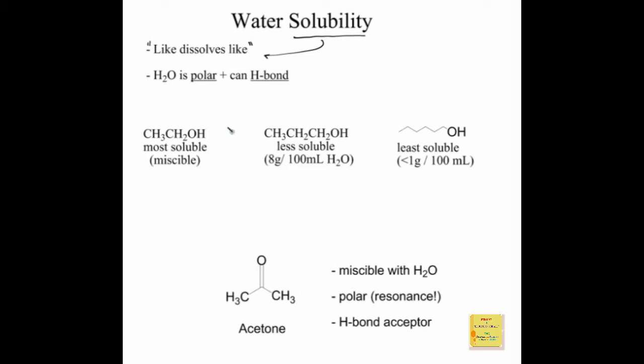So again, let's look at a series of compounds here. We've listed these in decreasing order of water solubility. This first one is the most soluble in water. In fact, we describe this as being miscible with water. Miscible means that it's soluble in all proportions. So this is ethanol. You can never add too much ethanol to water and have it separate out as a separate layer. It will continuously dissolve in water.